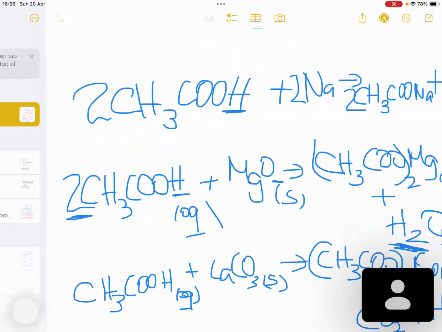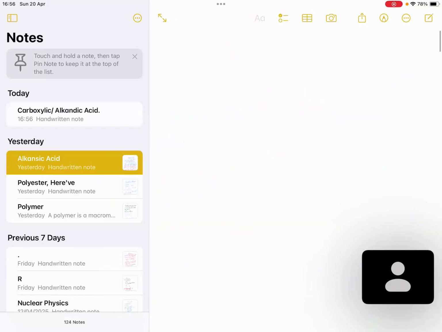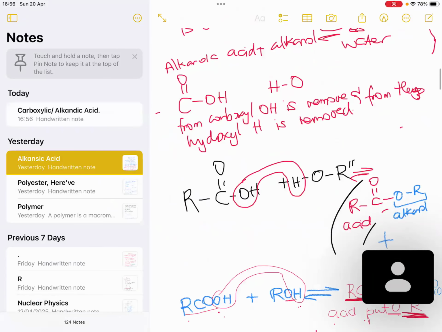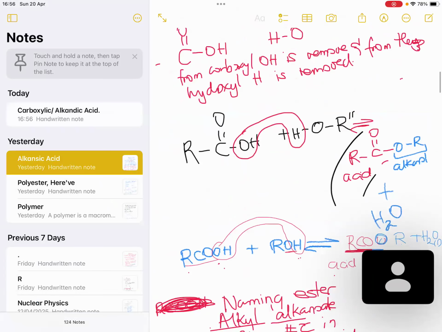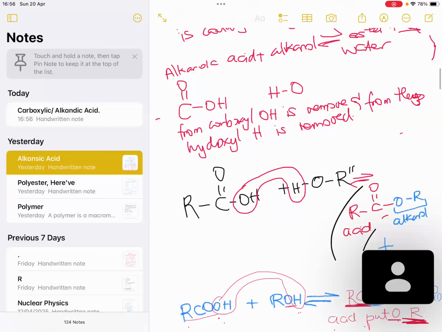So in the ester reaction, what is happening is that the COOH from the alkanoic acid, the carboxyl group, is going to lose the OH, and we are going to remove the H from the alcohol. So this is what is happening.